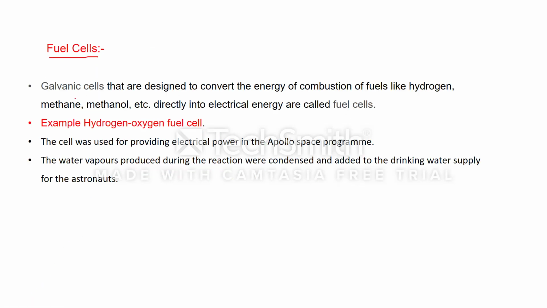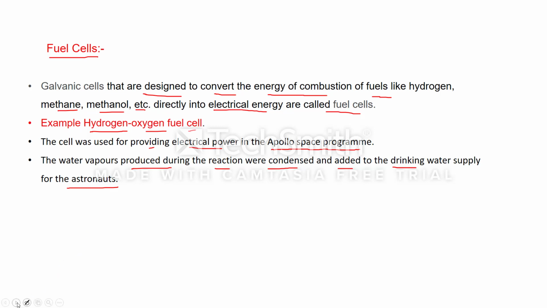Fuel cells. Galvanic cells that are designed to convert the energy of combustion of fuels like hydrogen, methane, methanol, etc. directly into electrical energy are called fuel cells. And one common example is hydrogen oxygen fuel cell. The cell was used for providing electrical power in the Apollo space program. Clear? And the water vapors produced during the reaction were condensed and added to the drinking water supply for astronauts. This is the hydrogen oxygen fuel cell.